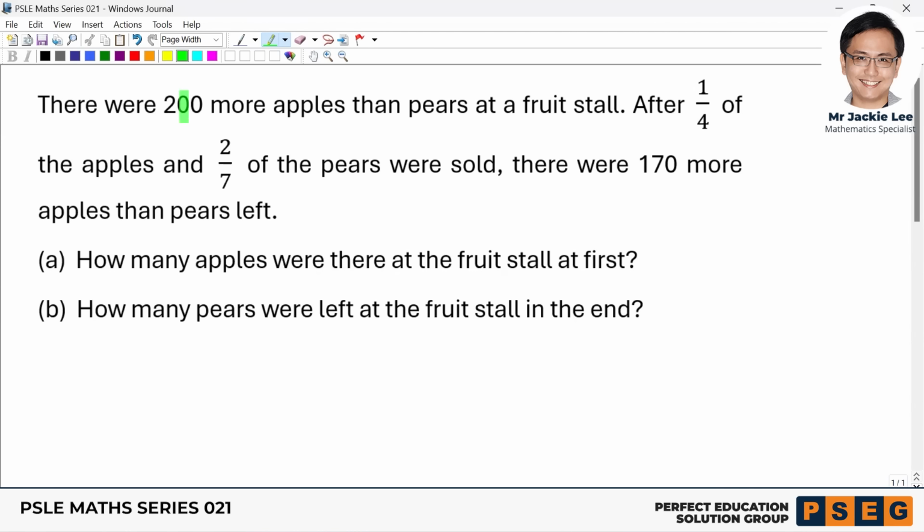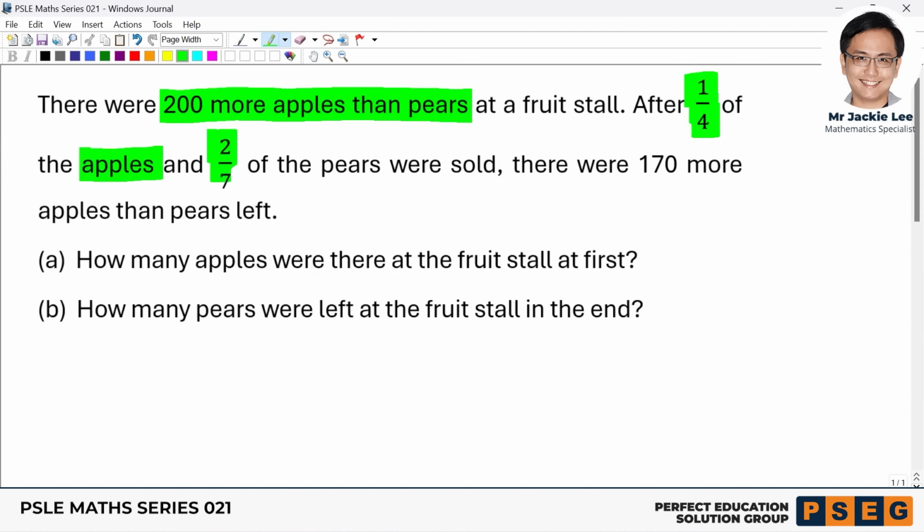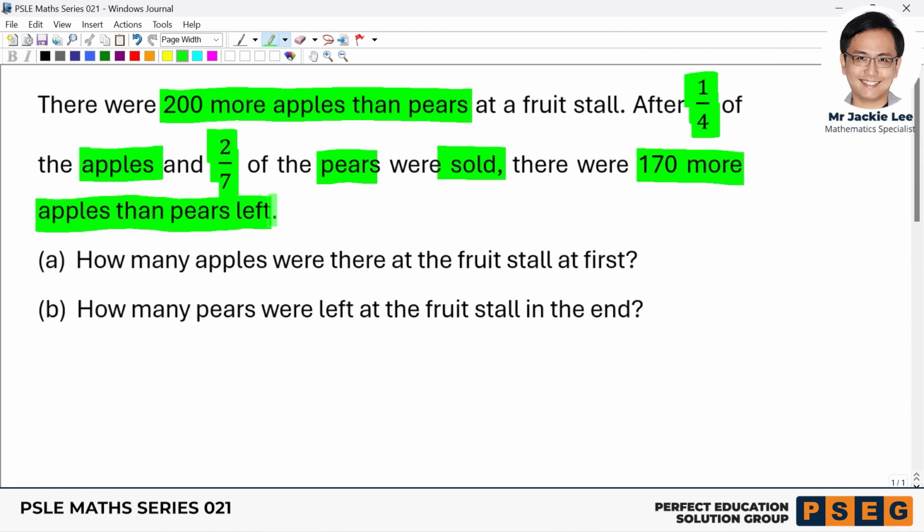Apples and pears, we have 200 more apples than the pears. After 1/4 of the apples and 2/7 of the pears are sold, now we have only 170 more apples than the pears. The question is: how many apples were there initially? And then part B, how many pears are actually left behind towards the end? Okay, let's construct a model.